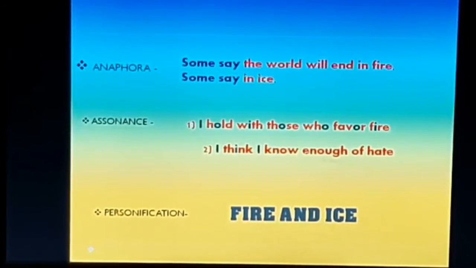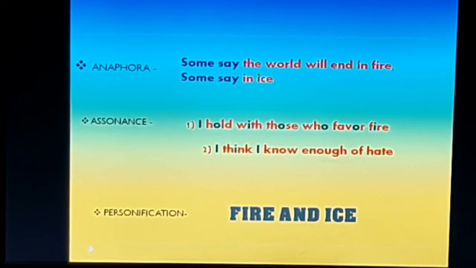The third is anaphora. When a word or a phrase is repeated again and again in various lines, it is anaphora. The example of anaphora in this poem is some say. It is repeated in the first 2 lines.